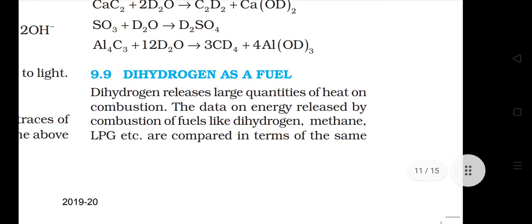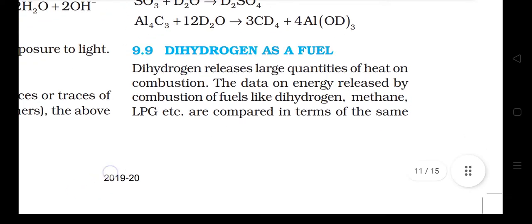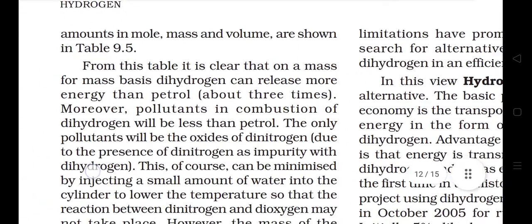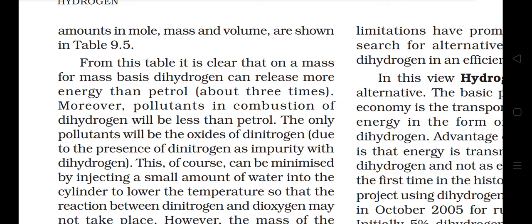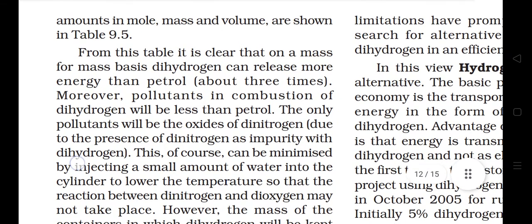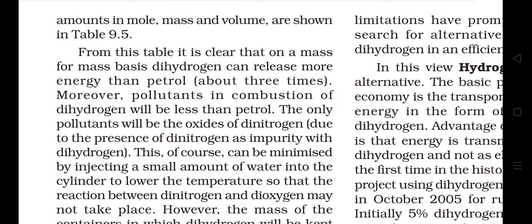9.9 Dihydrogen as a fuel. Dihydrogen releases large quantities of heat on combustion. The data on energy released by combustion of fuels like dihydrogen, methane, LPG, etc. are compared in terms of the same amounts in mole, mass and volume, and are shown in table 9.5. From this table, it is clear that on a mass for mass basis, dihydrogen can release more energy than petrol, about 3 times. Moreover, pollutants in combustion of dihydrogen will be less than petrol.